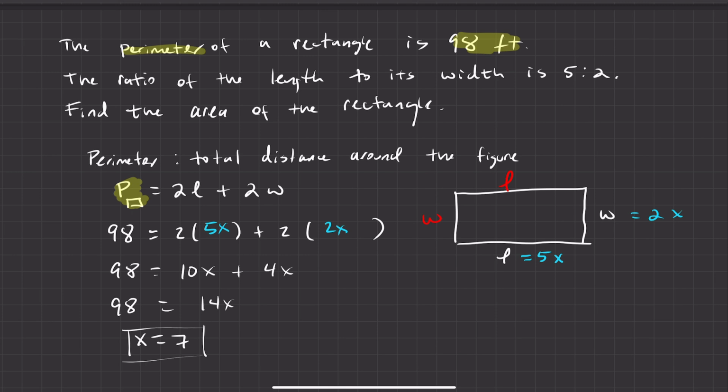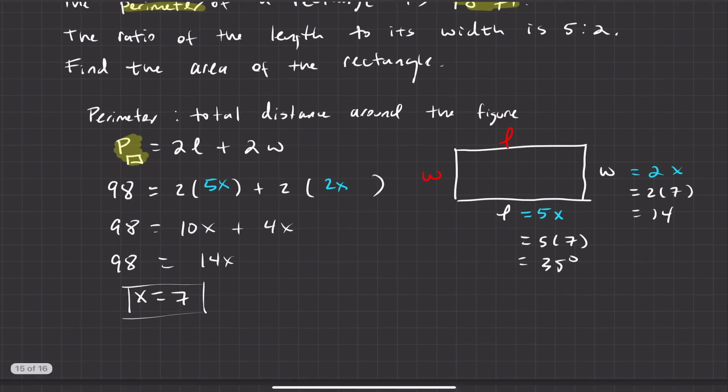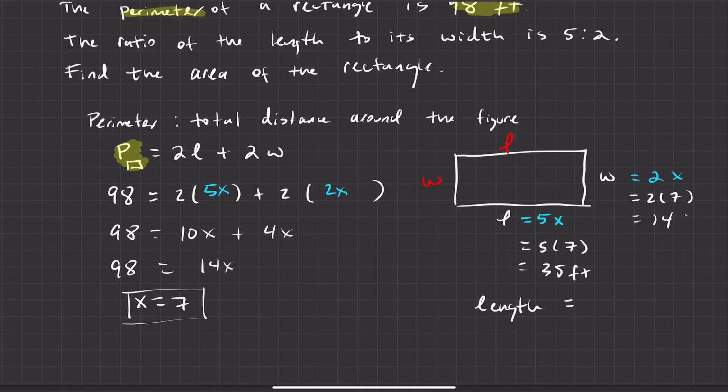So then what do I need to do? I'm going to have to go find the length and the width. So 5 times 7, that's 35 degrees. And then 2 times 7, that's 14. So I already figured out the length. The length of the rectangle is, oh, I didn't mean to say 35 degrees here. That only applies to angles. It's 35 feet, and then this is 14 feet. So length is 35 feet, and the width is 14 feet.